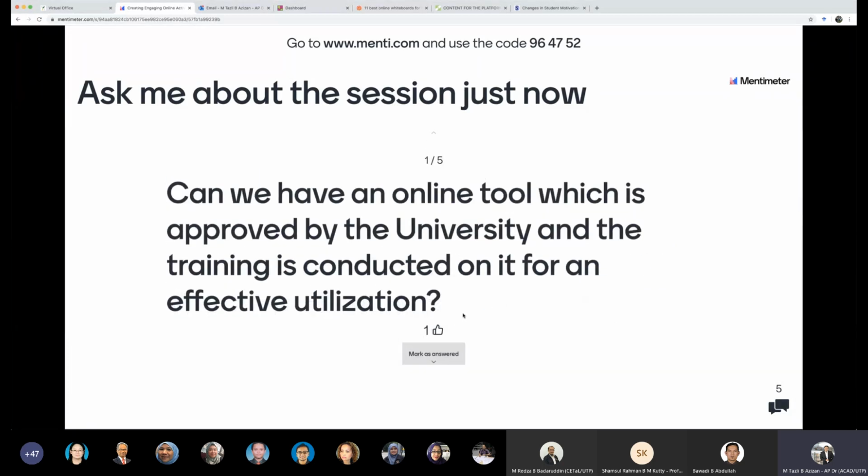Can we have an online tool which is approved by the university and the training is conducted on it for effective utilization? I think I need to give this to Sital. Sital needs to take this into account and think about it. I know again there are so many tools out there, but as for now, before the university standardizes everything, just pick one or two that you feel are suitable and that you are most familiar with.